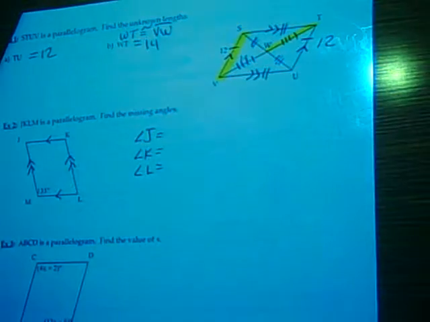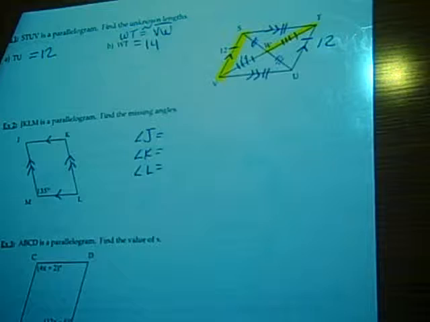Now going back to my properties, I know in a parallelogram opposite angles are congruent. So I'm going to go with the easy one first. So if angle M is 135, angle K has to be 135. I didn't even have to do any solving.